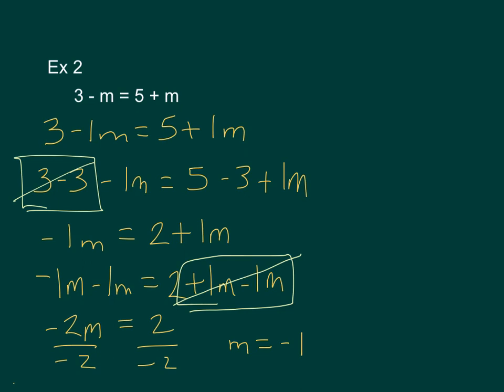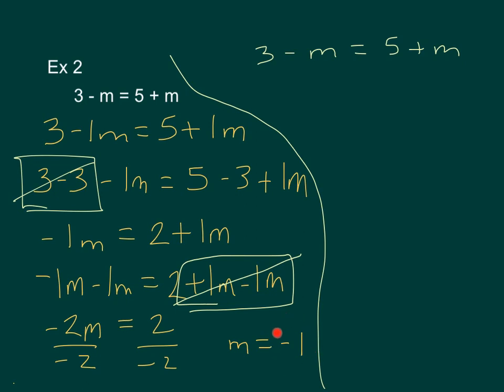So we'll take a moment just to check our work on this. No point in doing all that work and then not checking it to make sure we got the right answer. So we'll rewrite our equation: 3 minus m equals 5 plus m. And everywhere there's an m, we're going to replace it with negative 1. So we're saying m equals negative 1, and we're going to replace those m's with negative 1.